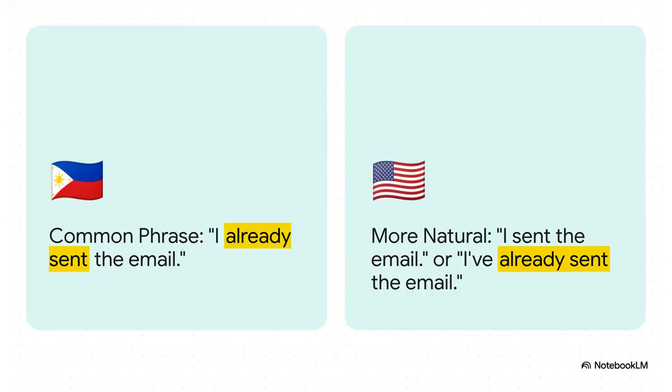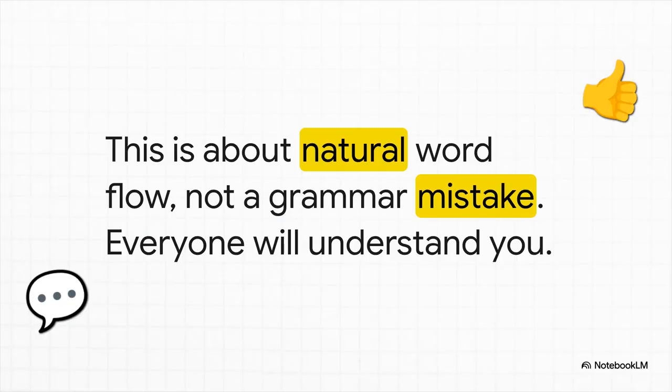Well, a lot of the time, a native speaker might just say, I sent the email, and let the context do the work. Or, if they really want to add that emphasis, they'll often shift to what's called the present perfect tense and say, I've already sent the email. And again, this isn't about right versus wrong. Not at all. It's about rhythm and that conversational flow. For some reason, saying I've already sent just has a slightly more natural cadence in everyday American English. It's a subtle thing, but it's there.